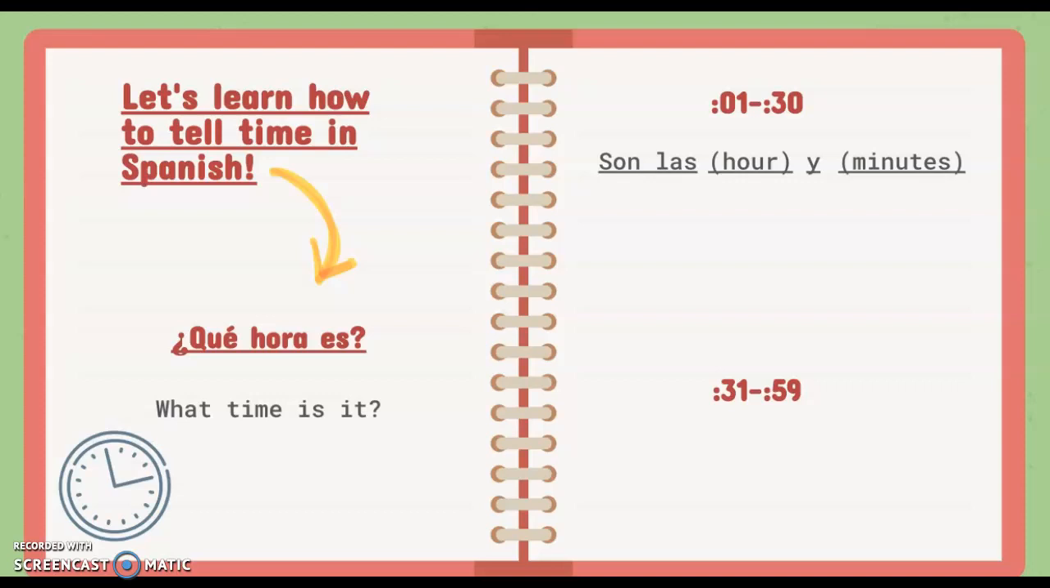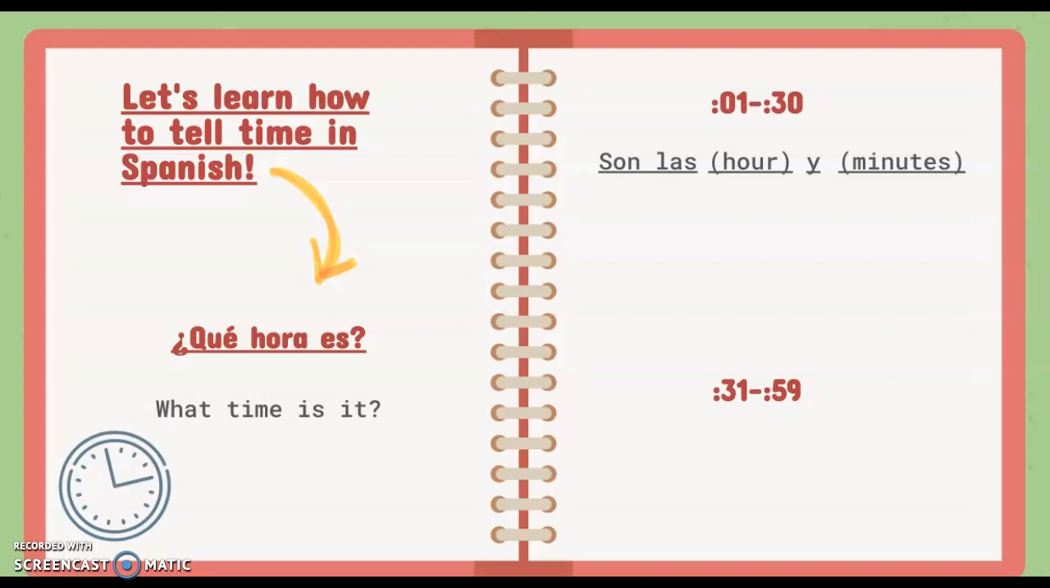So we're saying it is the hour and minutes. So for example, if I wanted to say it is 3:10, I would say son las 3 y 10. So this is where it is important that you know your numbers in Spanish so that you can fill this in. Another example, if I wanted to say it is 6:06, I would say son las 6 y 6. So you are just filling in the hour and the minutes. We will look at a few more examples on our next slide.